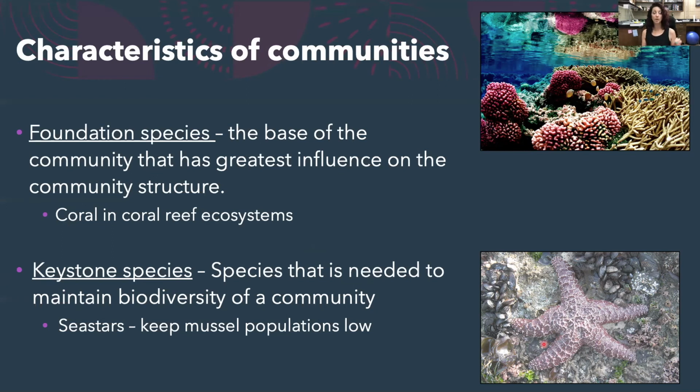Mussels are their prey item, and so they keep their populations pretty low, regulated, and controlled. If we were to remove this keystone species, this sea star, the mussel population would explode, therefore decreasing the biodiversity within that specific habitat. And it's for this reason that we call the sea star a keystone species.